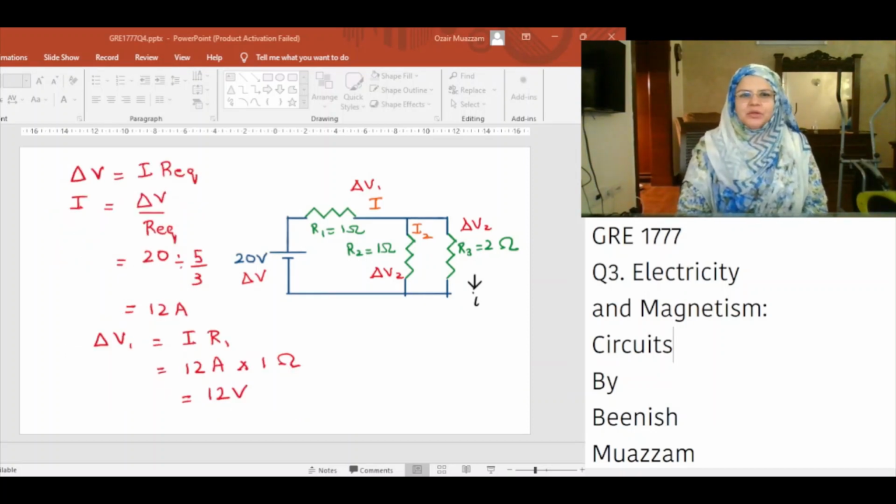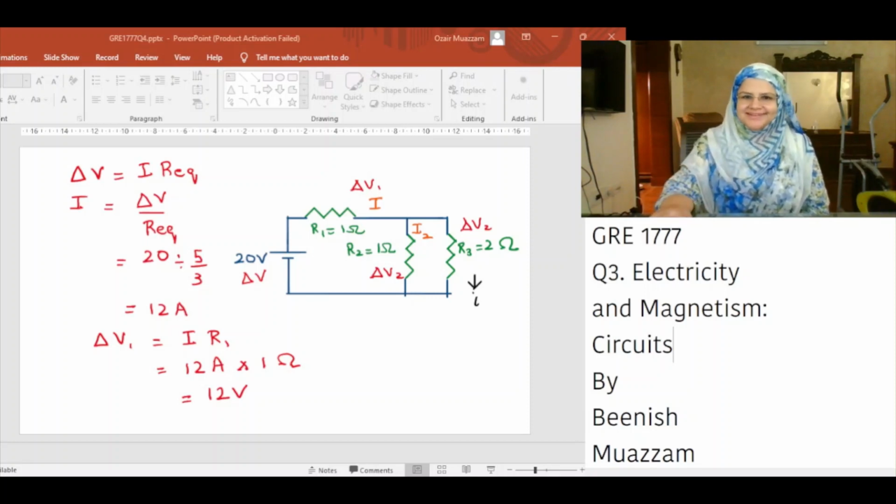Delta V is equal to I R equivalent. I is equal to delta V over R equivalent. Delta V is equal to 20 volt. R equivalent is equal to 5 over 3. Therefore, total current is equal to 12 ampere. Delta V1 is equal to IR1, that is equal to 12 ampere multiplied by 1 ohm. Therefore, delta V1 is equal to 12 volt. Therefore, the current in resistor R1 is equal to 12 ampere and the voltage drop across resistor R1 is equal to 12 volt.